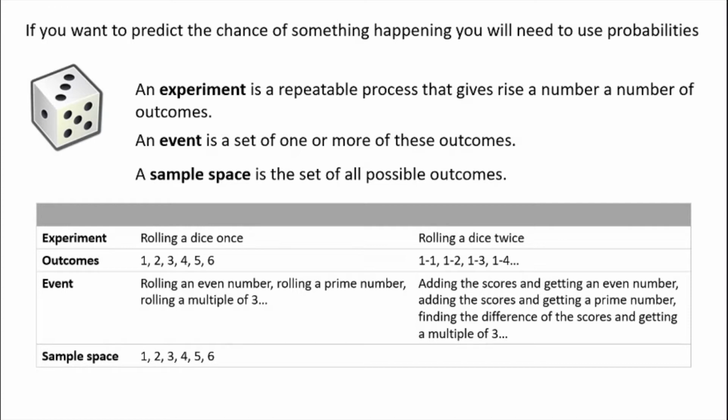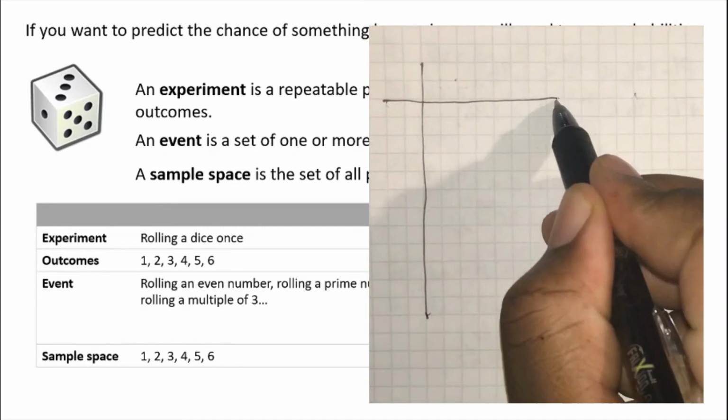An event might be simply to record the highest of the two numbers. An event might simply be one of the dice showing a 4. Now the sample space, it's hard to list. This is definitely an instance where you would want to make a table. You would want to make a diagram to show all the possible combinations.